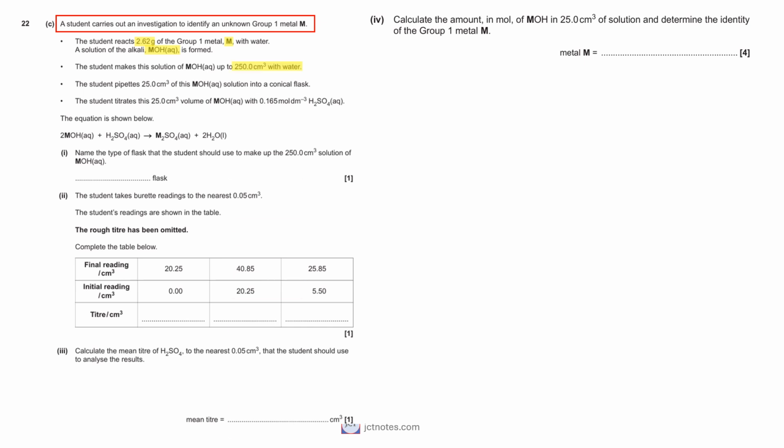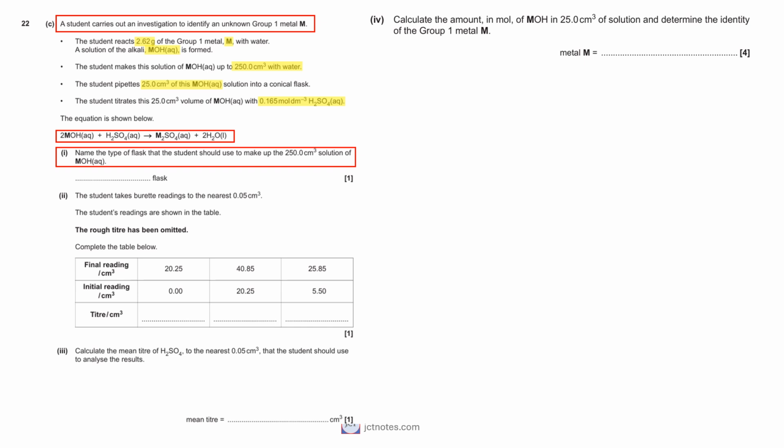The student titrates 25.0 cubic centimeters of the solution with 0.165 molar sulfuric acid. We are provided with the reaction of the titration. In the first question, we are asked to name the type of flask that the student should use to make up the 250.0 cubic centimeters solution of metal hydroxide.